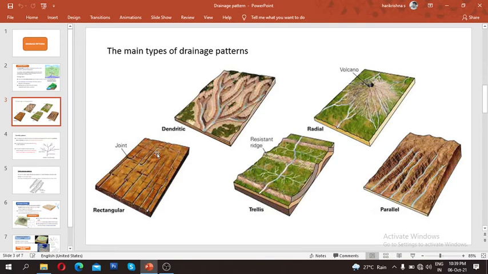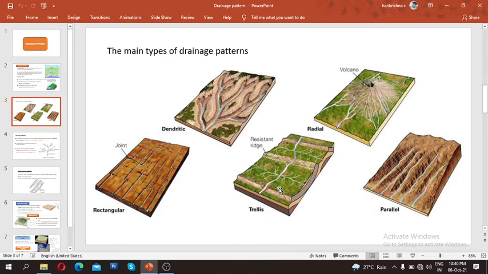Okay, now moving to the trellis pattern. This trellis pattern mainly occurs in alternating beds. Alternating bed in the sense, as we know, there are various types of rocks present. There will be some hard rocks and some soft rocks. In some rocks you can observe a single layer of hard rock, then a single layer of soft rock, again a layer of hard rock, then again a layer of soft rock, like that. It will be an intermediate of hard and soft materials.